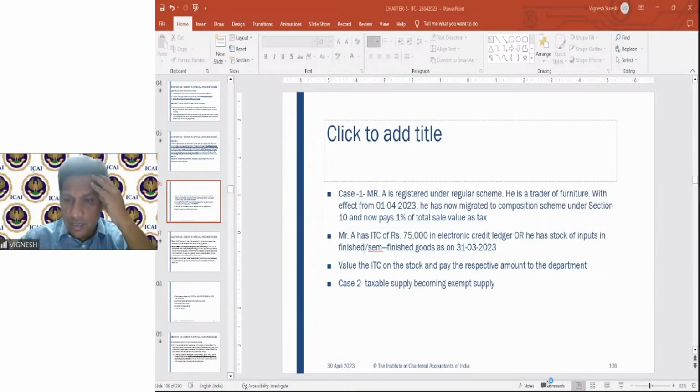Sir, I have not registered under GST. After purchasing a laptop, I wish to register under GST. Can I claim ITC? See, again, go back here. You are not registered under GST.